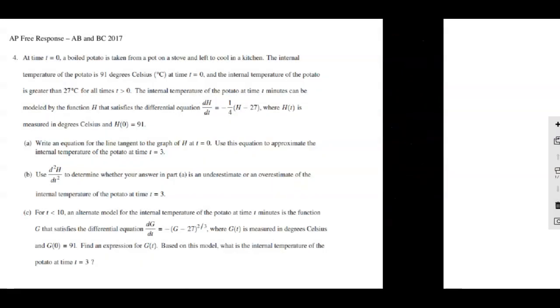Okay, here we go. It says, for time less than 10, an alternate model for this temperature can be given. And it says, okay, forget about H. So that was cool about H. We did all the function H stuff for parts A and B, but now it says, who cares? Now it gives us a different function, dG/dt. So now it wants G, the temperature of the potato.